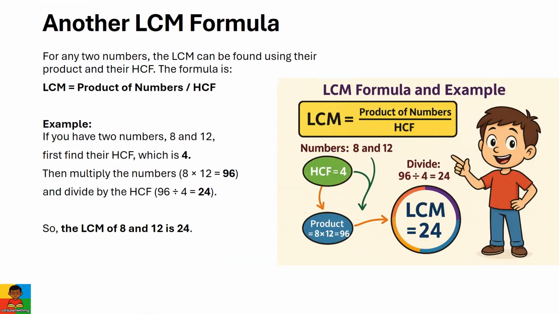You can also find LCM using the product and HCF of two numbers. The formula is LCM equals the product of the numbers divided by their HCF. For example, with numbers 8 and 12, first find their HCF, which is 4. Multiply the numbers. 8 times 12 is equal to 96. Divide by HCF. 96 divided by 4 is equal to 24. So the LCM of 8 and 12 is 24.